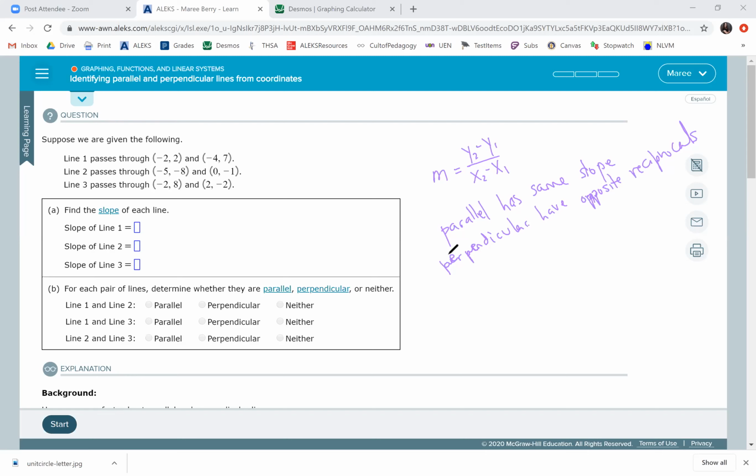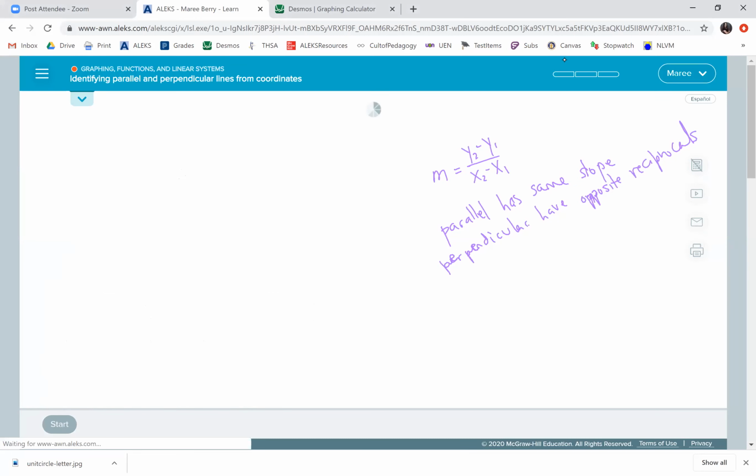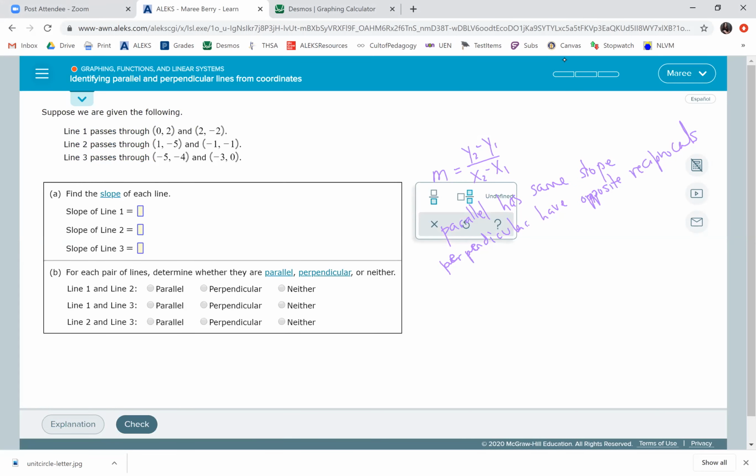Okay, so we're going to go ahead and start. I'll use a different color so we know what to erase when we're done. So the slope of line 1. We're going to say x sub 1 is 0 and y sub 1 equals 2. So that's our first point, 0, 2.